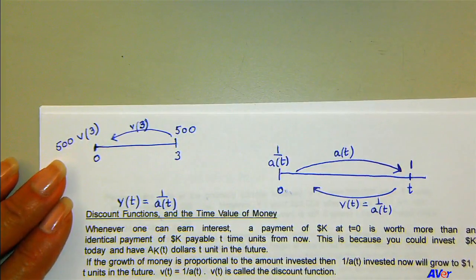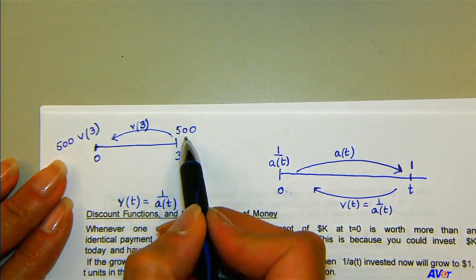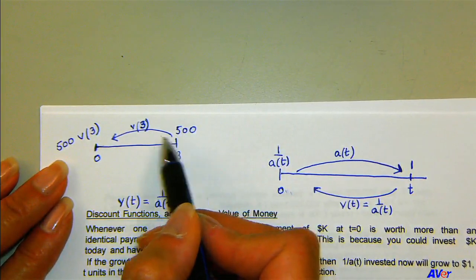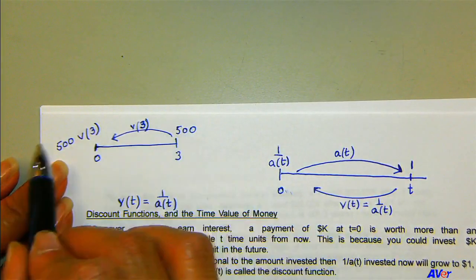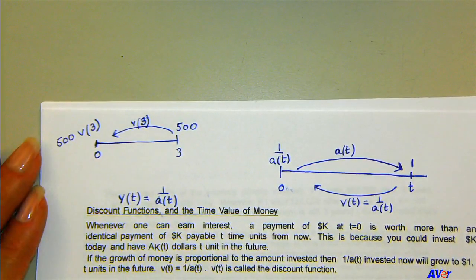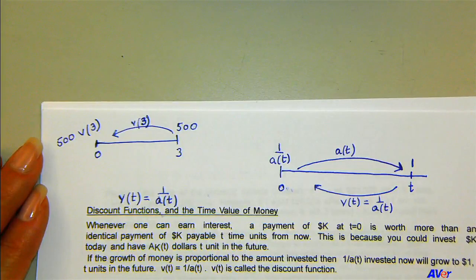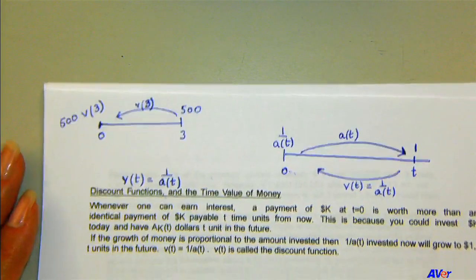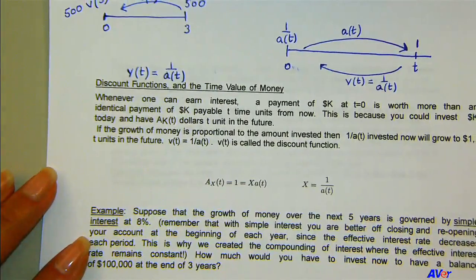But what you need to get out of this discussion right now is that there is a function called the discount function, v of t, which gives you the present value of some amount. Here I have 500. I could have k, I could have l. So the present value would be l times v of t. Follow me? Not to be confused with discount rate. That's different. Okay? This is the discount function.